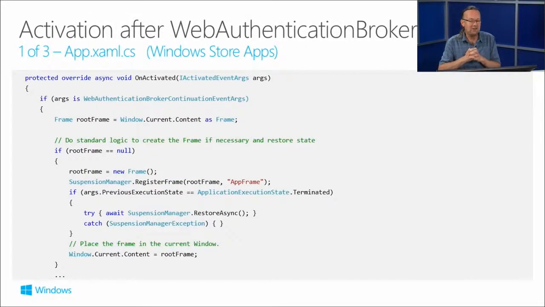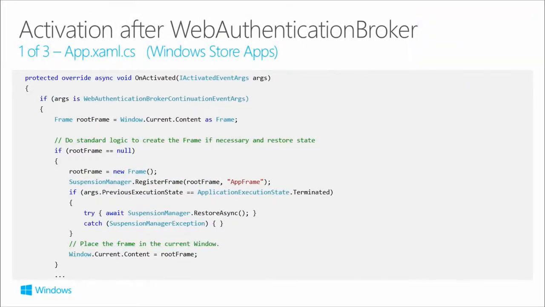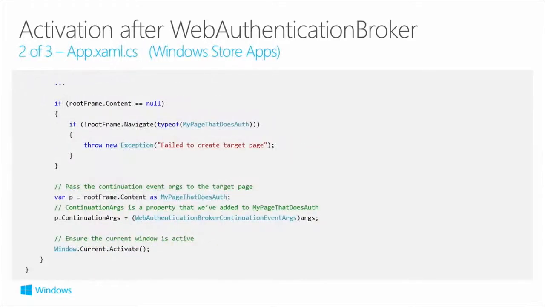In the OnActivated method in your App.xaml.cs, you'll be looking at the args that have come in and asking, is this a WebAuthenticationBrokerContinuationEventArgs? If it is, then first of all, we've got that standard logic, which is all the rest of this page, standard stuff that you tend to have on all of these activated events. This is where it gets interesting.